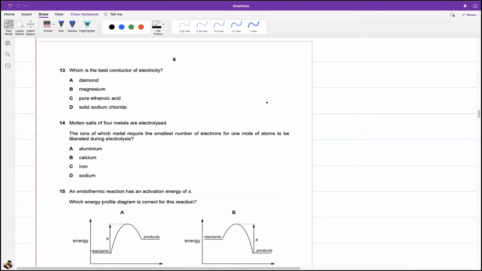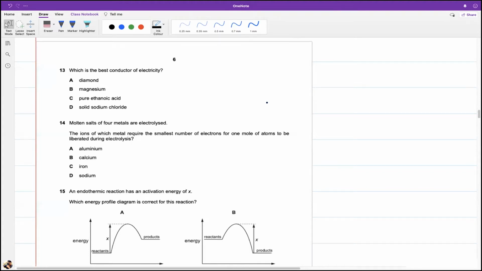What is the best conductor of electricity in these? So that is magnesium, because the other 3 cannot conduct electricity. Diamond में free electrons होते ही नहीं है. They're all involved in strong bonding. Ethanoic acid is molecular. It will not ionize if it is pure. If you dissolve it in water, then it will have ions, it will ionize. Solid sodium chloride has ions, but they are not free to move around, so वो conduct नहीं कर सकता. And magnesium is a metal with free electrons in it in a large quantity, so इस वजह से magnesium करेगा.